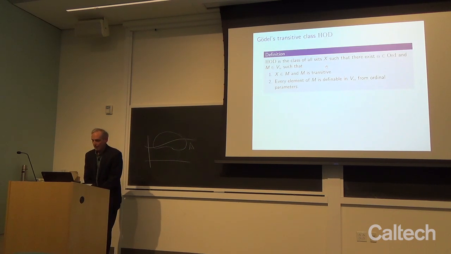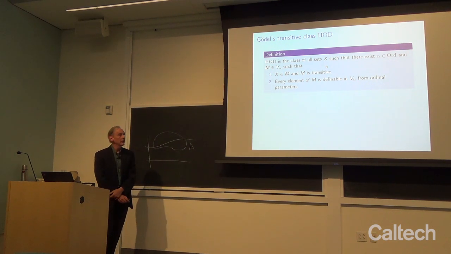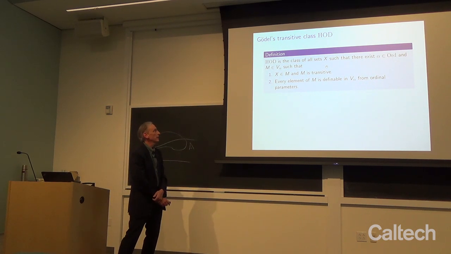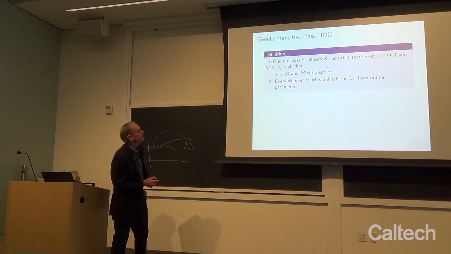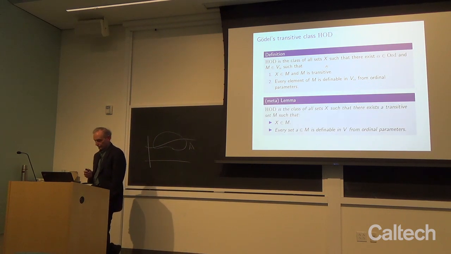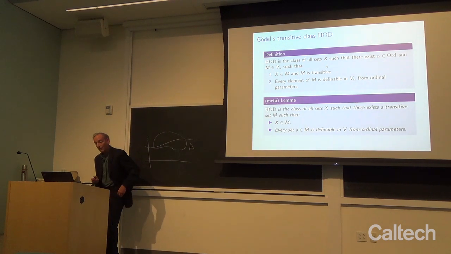Okay. Well, we're going to start with HOD. This is another important definition of Gödel, HOD, H-O-D, that's hereditarily ordinal definable. It's the class of all sets X such that there exists an ordinal α, and M is V_α, X belongs to M, and M is transitive. Every element of M is definable in V_α from ordinal parameters. HOD is the class of all sets.